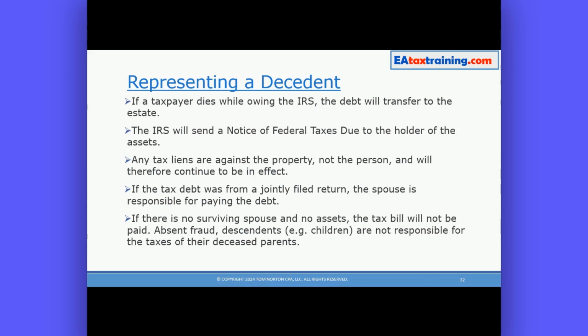If there is no surviving spouse and there's no assets, then that's it. The IRS just isn't going to get their money. Unless there's been some sort of fraud committed, the children, for instance, of a taxpayer are not responsible for the debts of their parents. So if the taxpayer dies, there's no assets, or whatever assets they have they've used to pay the tax, but there's still more tax due, then the tax just disappears and the IRS is not going to get their money.